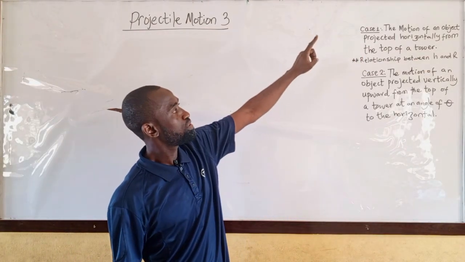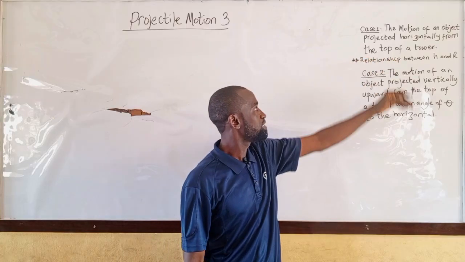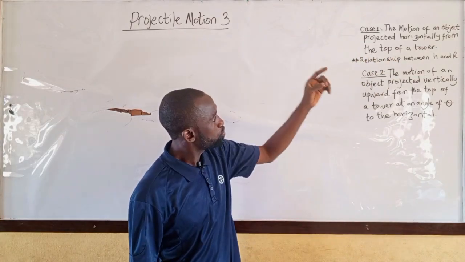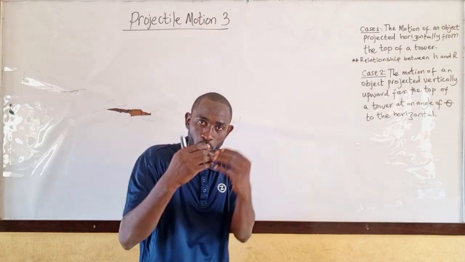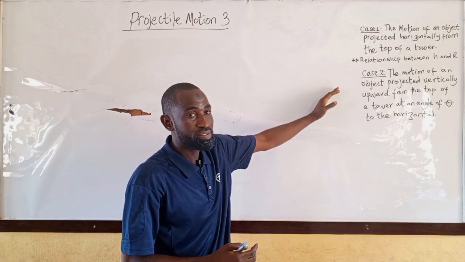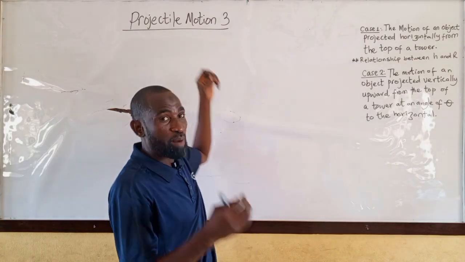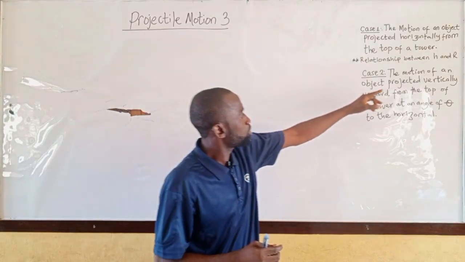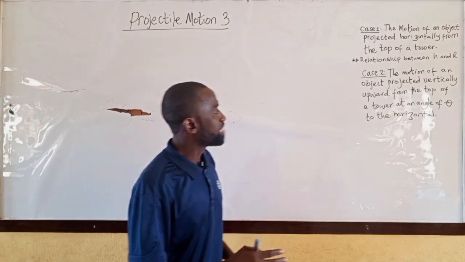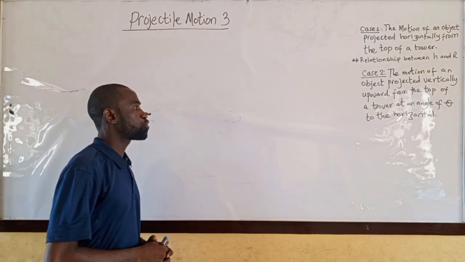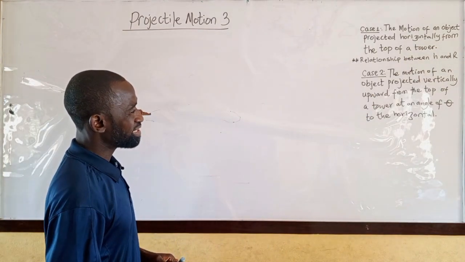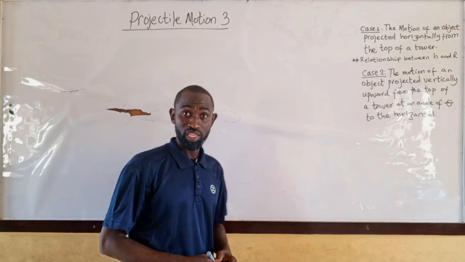The first one is the motion of an object which is projected horizontally from the top of the tower. The second case under part 3 of our projectile motion is the motion of an object projected vertically upward from the top of the tower at an angle of theta to the horizontal.